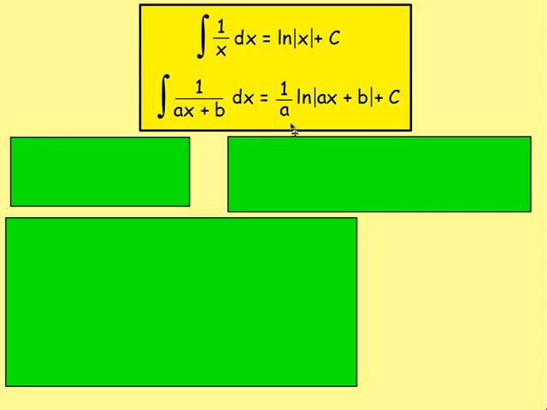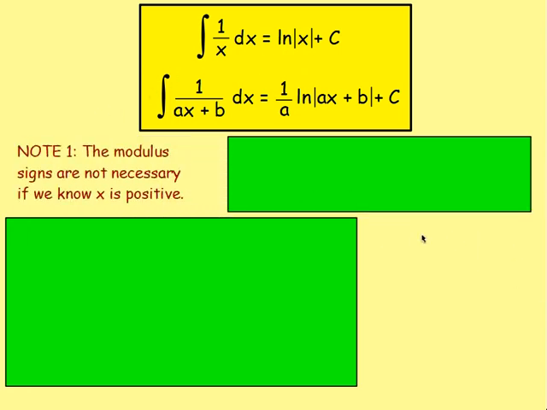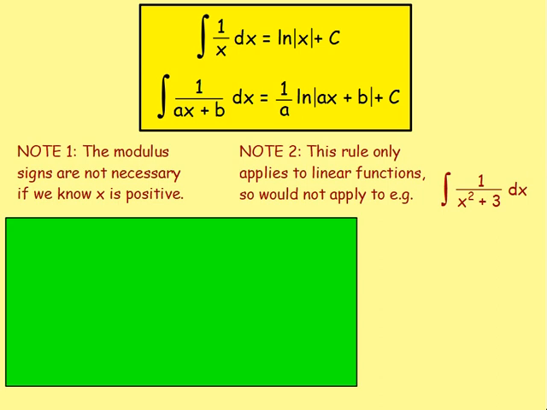Two notes with that. The first note is, remember, you will write ln x with the modulus signs around x in order for it to be non-negative. However, if you know x is a positive value, then you don't need to write the modulus signs, and everybody's happy. Note 2 is that this rule only applies to linear functions. So for example, it would not apply to 1 over x squared plus 3. It is not a linear function. There is a squared term on the bottom, so we've got this quadratic here. It's definitely not linear. Let's try some examples then.